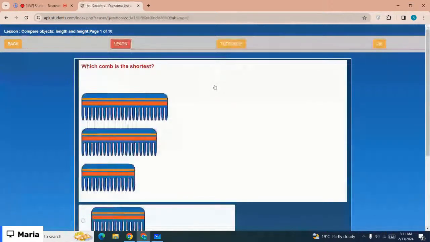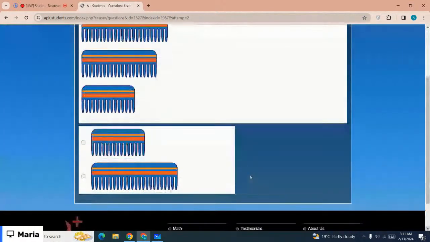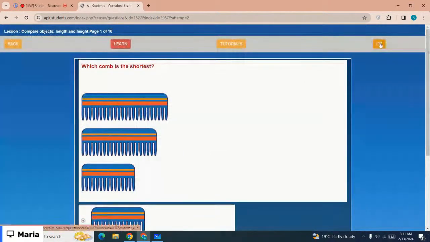Which comb is the shortest? You are given three of the combs, you need to see which one's the shortest one, right? So this is the shortest one according to the length, so option number one is the correct option. Got it? The correct option is option number one. No one is asking why. Are they too hard?